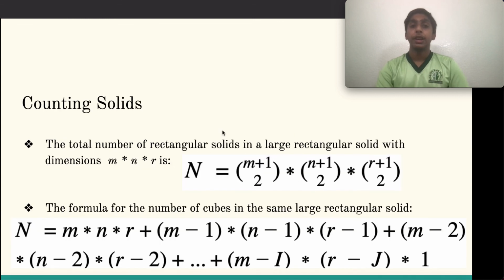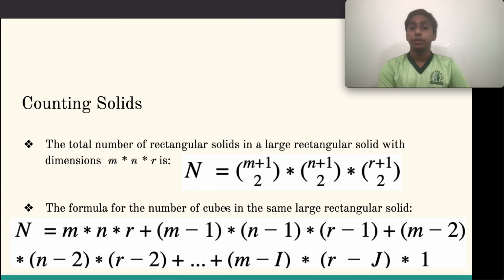Okay, and finally, we're going to try to apply this for a rectangular solid. So right now we've been going with 2D shapes. Now we're going to move to 3D. So the total number of rectangular solids. If we're trying to make small rectangular solids in a bigger rectangular solid with the dimensions m times n times r, then we use the formula m plus 1 choose 2 times n plus 1 choose 2 times r plus 1 choose 2. And that's how we find the total number of rectangular solids in this larger solid.